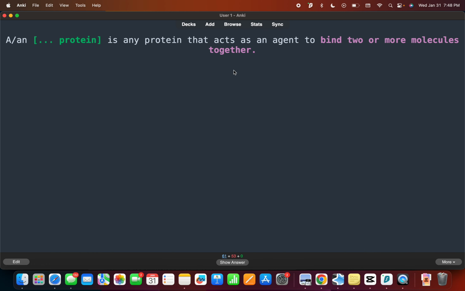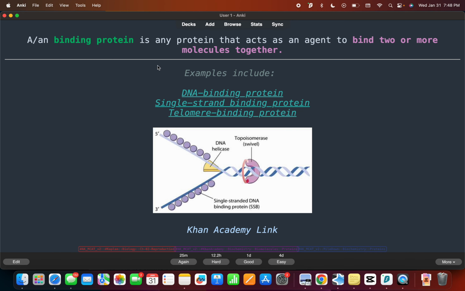What protein is any protein that acts as an agent to bind two or more molecules together? Binding protein: DNA binding protein, single strand binding protein, telomere binding protein.